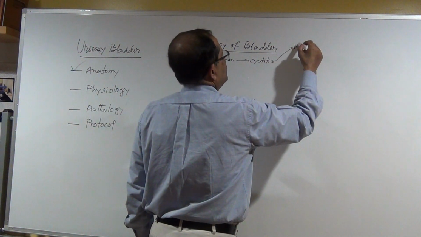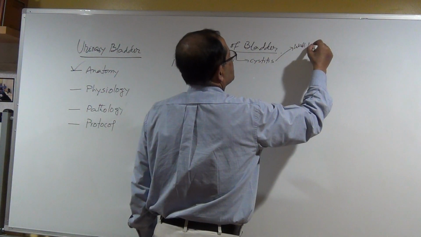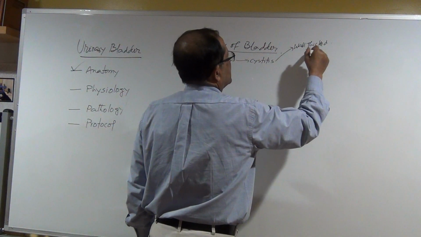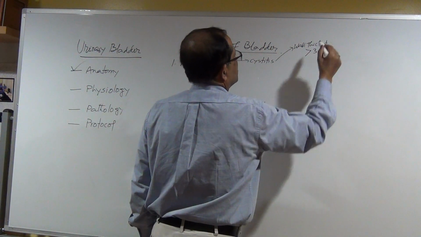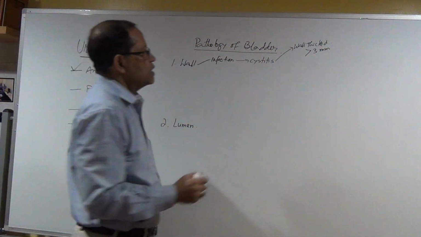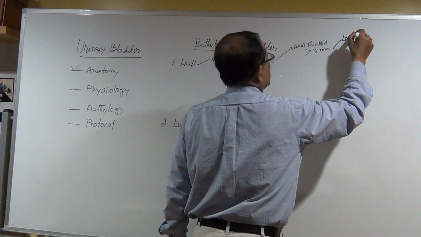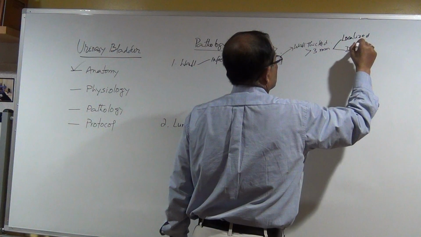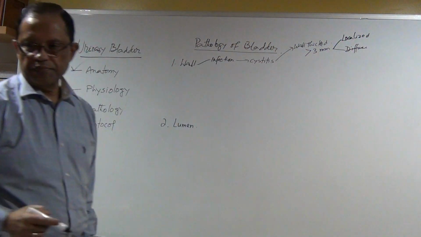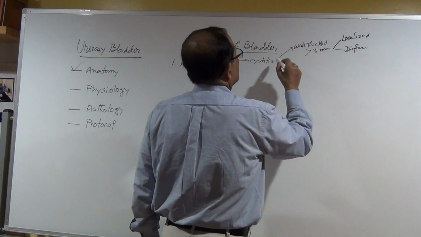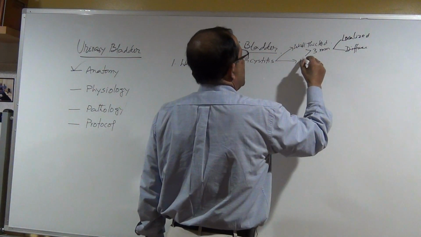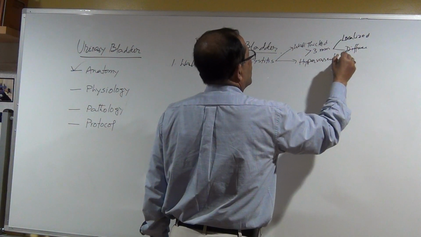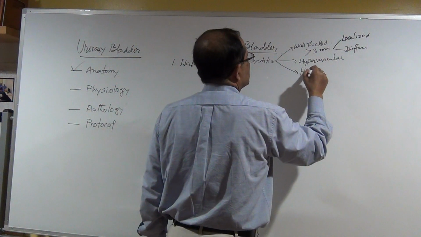In cystitis, the wall will be thickened. That means it will be greater than 3 millimeters. It could be localized or it could be diffuse. Diffuse means all over. And hypervascular. The wall will be hazy.